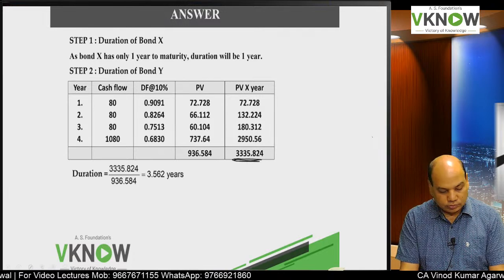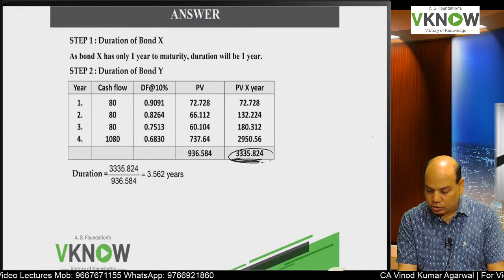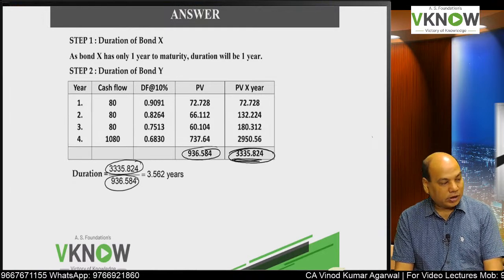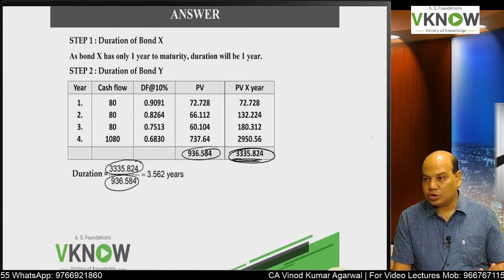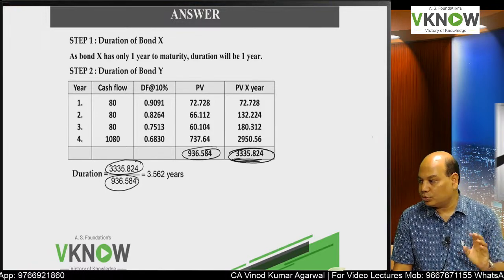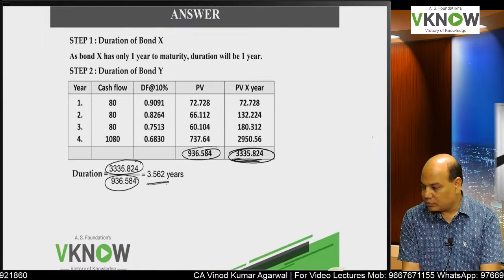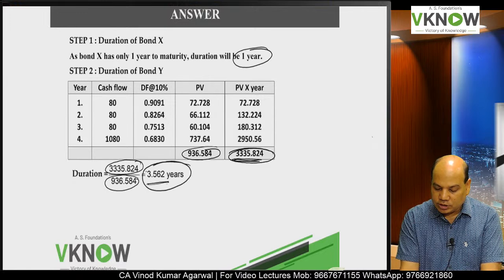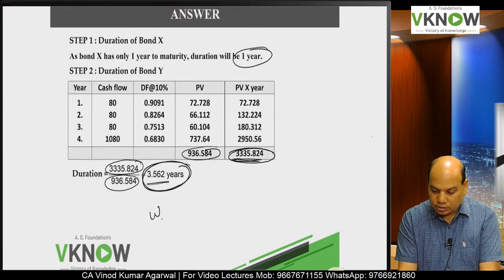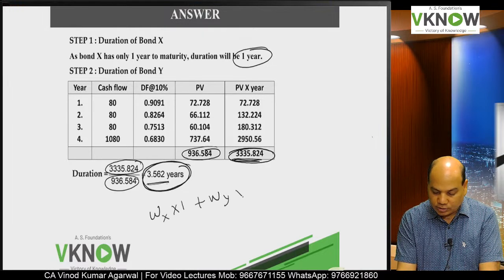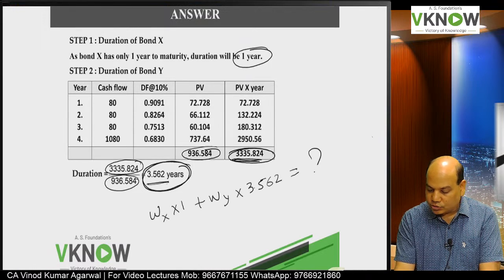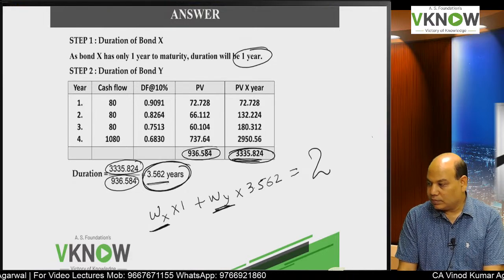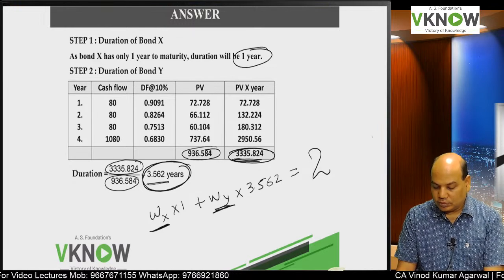So duration will be equal to, take your last column total, divide by PV. So this is another benefit of learning duration. You can find out how much proportion should be invested in the two bonds to immunize your portfolio from changing interest rate risk. So is it 3.562 years? This bond has 1 year. This bond has 3.562 years. So weight of X into 1 plus weight of Y into 3.562, and that should be equal to 2 years. That is the duration of liability. So can you please tell me now what would be the weight of X and Y?